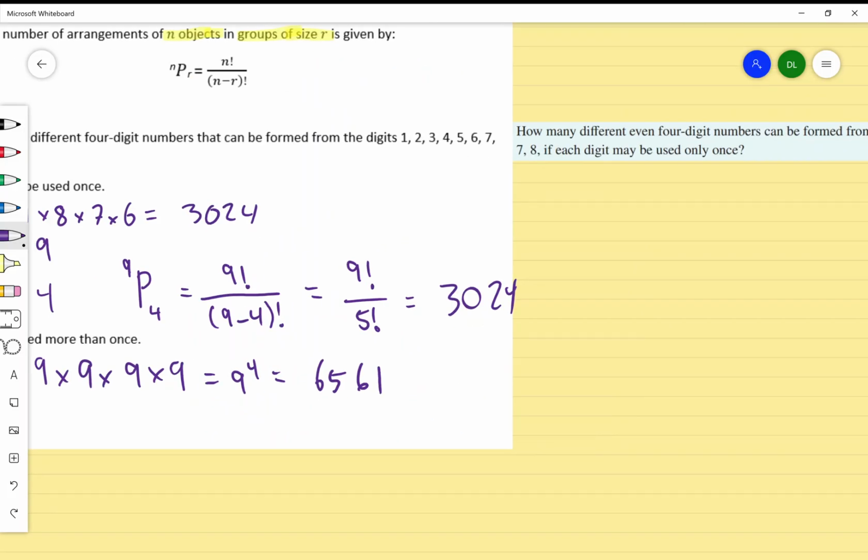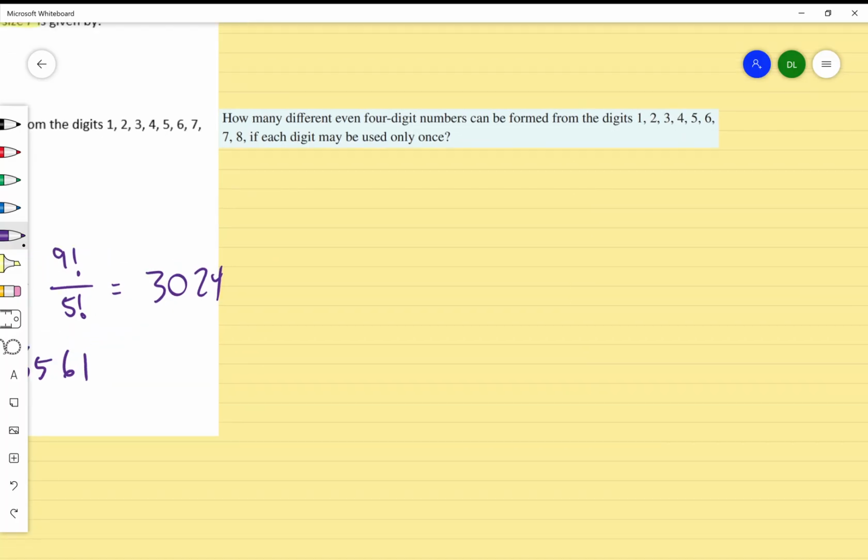Sweet. Last concept, I know this video is getting quite long, but last concept we're looking at is a restriction in values. So the question asks how many different, and we're going to go with the same theme of digit numbers, how many different even 4-digit numbers, and we'll go ahead and highlight that part, it's very important. Even 4-digit numbers can be formed with the digits 1, 2, 3, 4, 5, 6, 7, 8 if each digit may only be used once.